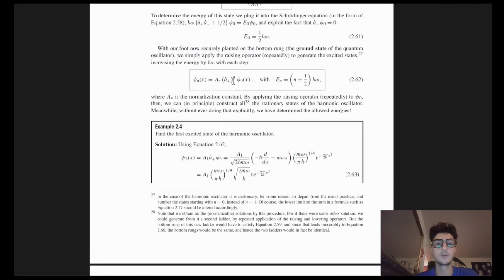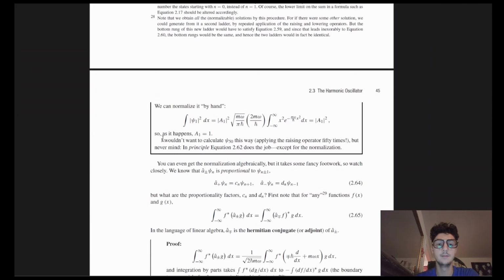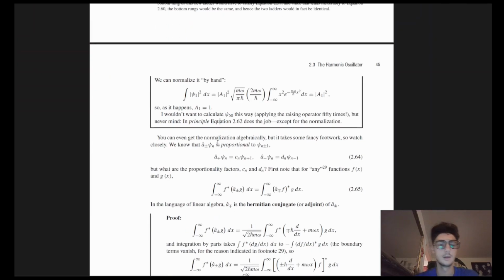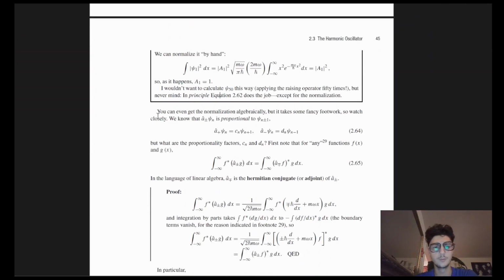So anyway, here's the first problem. We apply this and we find the excited state psi 1, and Griffiths himself says, I don't want to do this 50 times, but never mind. So if you get asked to do this 50 times on the test, pray Griffiths is there with you in spirit. Let's keep reading. You can even get the normalization algebraically, but it takes some fancy work.